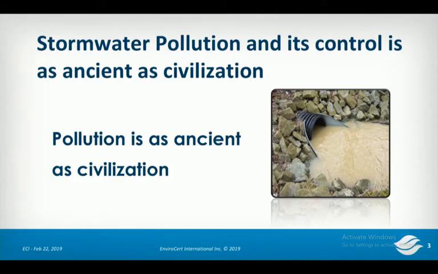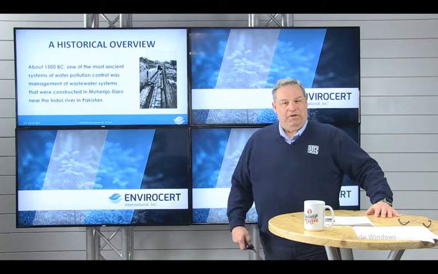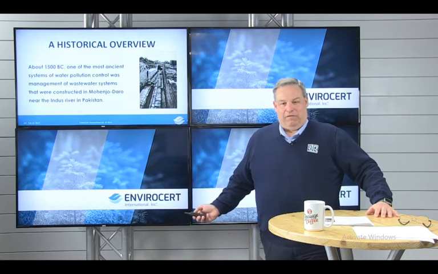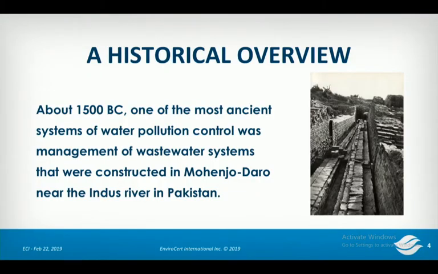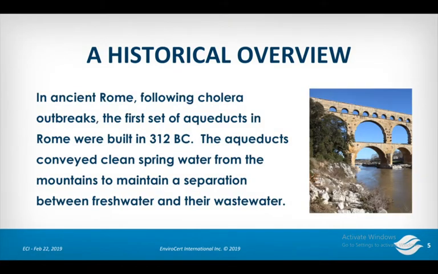Stormwater pollution is both natural and man-made, and it has been around since civilization began. Historically, back in 1500 BC, there were issues with wastewater contamination of drinking water in Pakistan. You saw cholera outbreaks in Rome, which resulted in aqueducts being constructed to convey clean water.